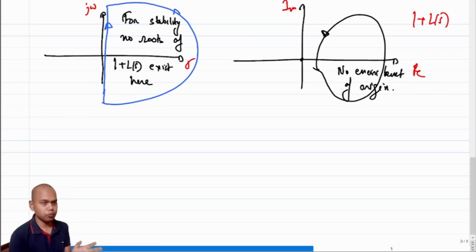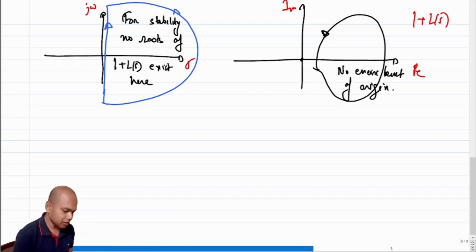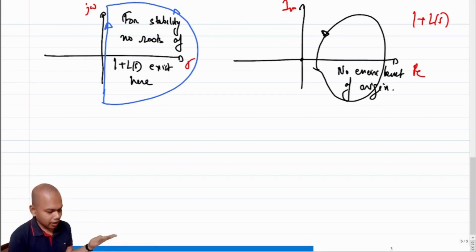If we have a closed loop pole on the right hand side, then we are in trouble, right? Okay. So now we further say that instead of plotting 1 plus L of S and trying to figure out whether we are encircling the origin or not, let's plot L of S and try to figure out whether it encircles minus 1 or not, right? They are essentially the same thing.